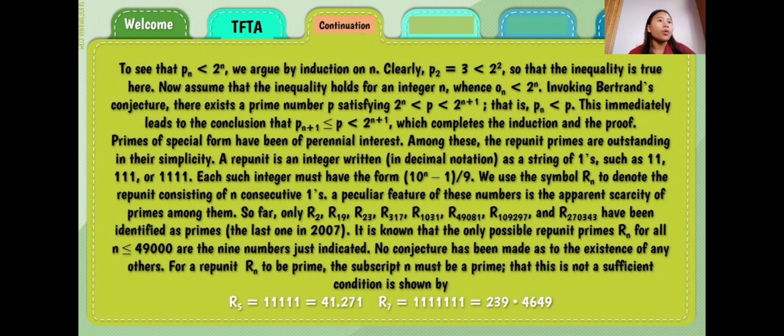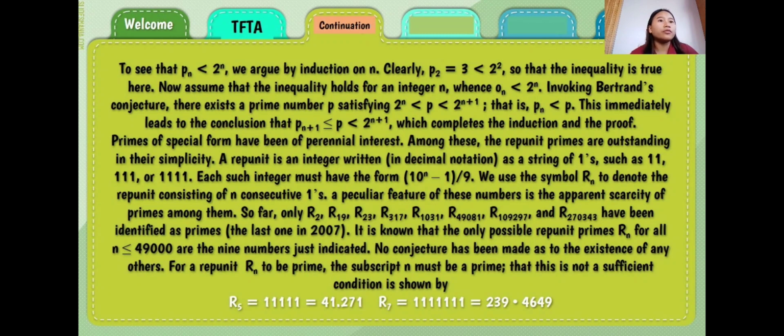So, makita na nato that we argue by induction on n, and clearly, p sub 2 is equals to 3 is less than 2 raised to the power of 2, so that the inequality is true here. Now, assume that the inequality holds for an integer n, whence p sub n is less than 2 raised to the power of n. And invoking the Bertrand's conjecture, diba? There exists a prime number p satisfying that p is greater than 2 raised to the power of n and less than 2 raised to the power of n plus 1, that is p sub n is less than p. So this immediately leads to the conclusion that p sub n plus 1 is less than or equal to p, which is less than 2 raised to the power of n plus 1, which completes the induction and the proof. So maprove na nato ang theorem 3.5.